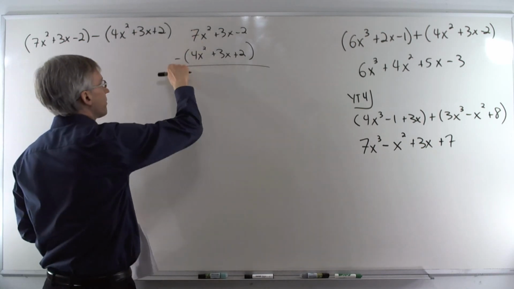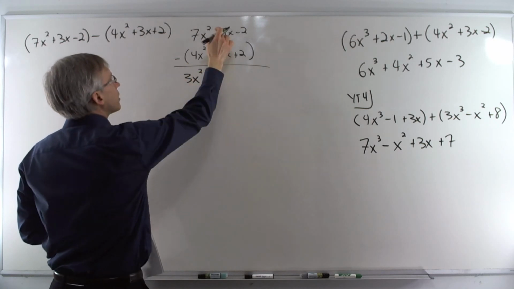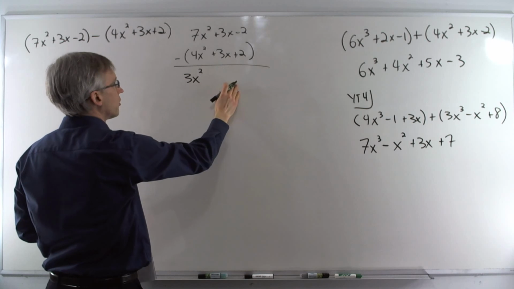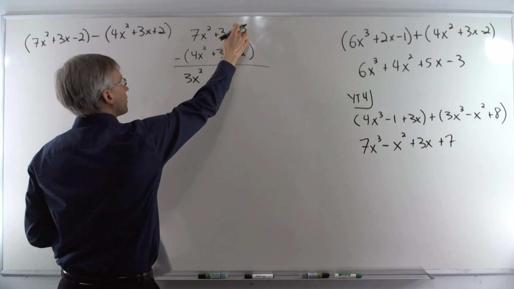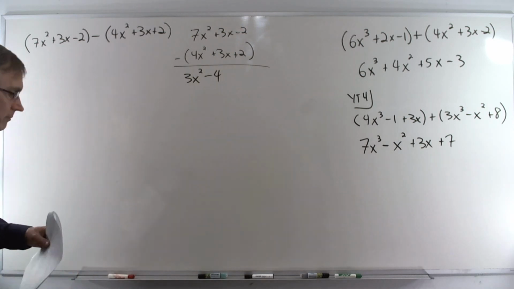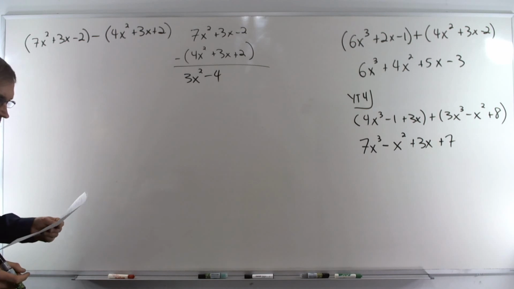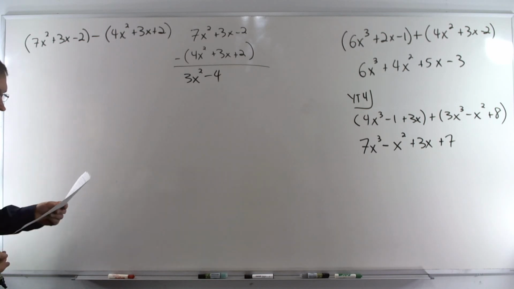So now we do 7 minus 4 is 3, so that's 3x squared. 3 minus 3 is 0, so no x's remain. So we'll just skip that. Negative 2 minus 2 is negative 4. So we get 3x squared minus 4. Your turn, number 5. You can use either the horizontal method or the vertical method.